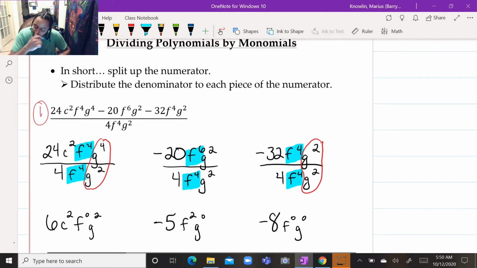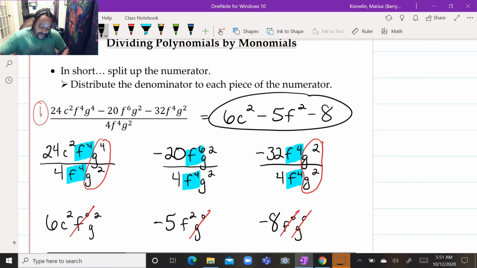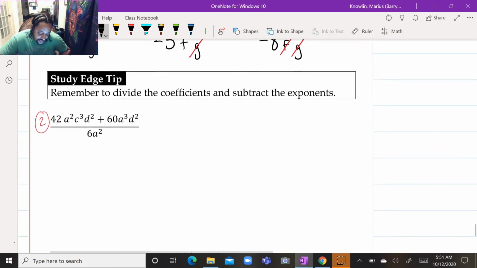Now, one of the rules that we need to remember is that anything to the 0 power is 1. So essentially it's going to disappear. Anything to the 0 power is just going to be 1, but 1 times anything is itself. So those exponents of zero really just go away. Our final answer is what's left over: 6c squared minus 5f to the second power minus 8. Final answer. Let's take a look at another one.